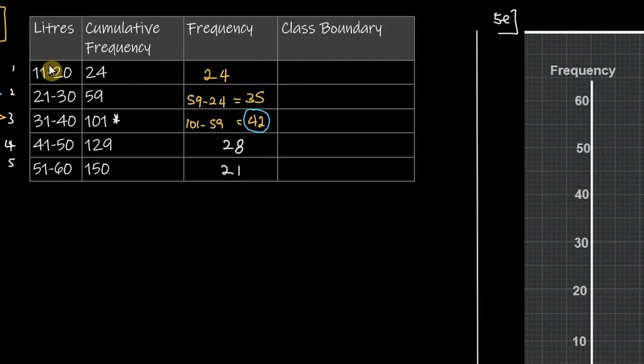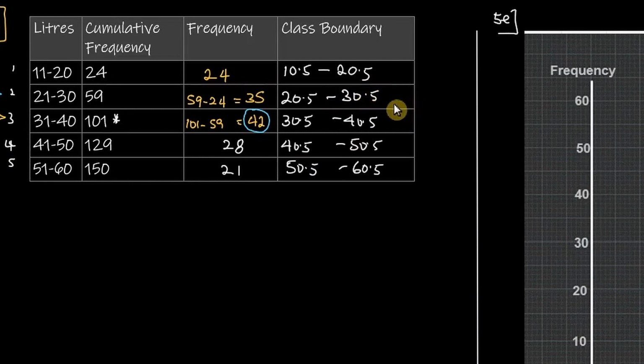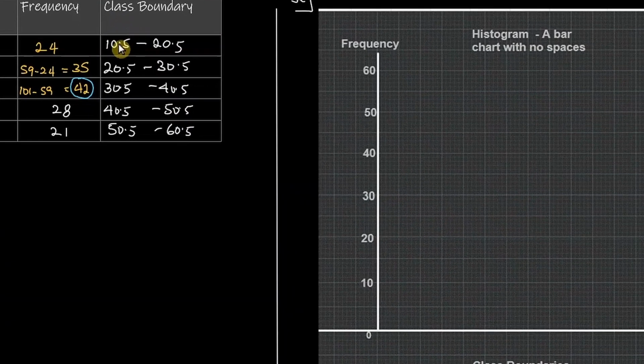So if we use a class boundary for this class, we'll write 10.5, and that would go up to 20.5, and then from 20.5, notice we have no gap, it would go up to 30.5, and we continue like this. So in all 5 classes, we have the class boundaries shown, and we'll now need to plot this on our histogram. How we're going to do this is we're going to start with the lower class boundary at the origin, so this would be 10.5, and note that we are going up in steps of 10, so this would be 20.5, 30.5, and so on.